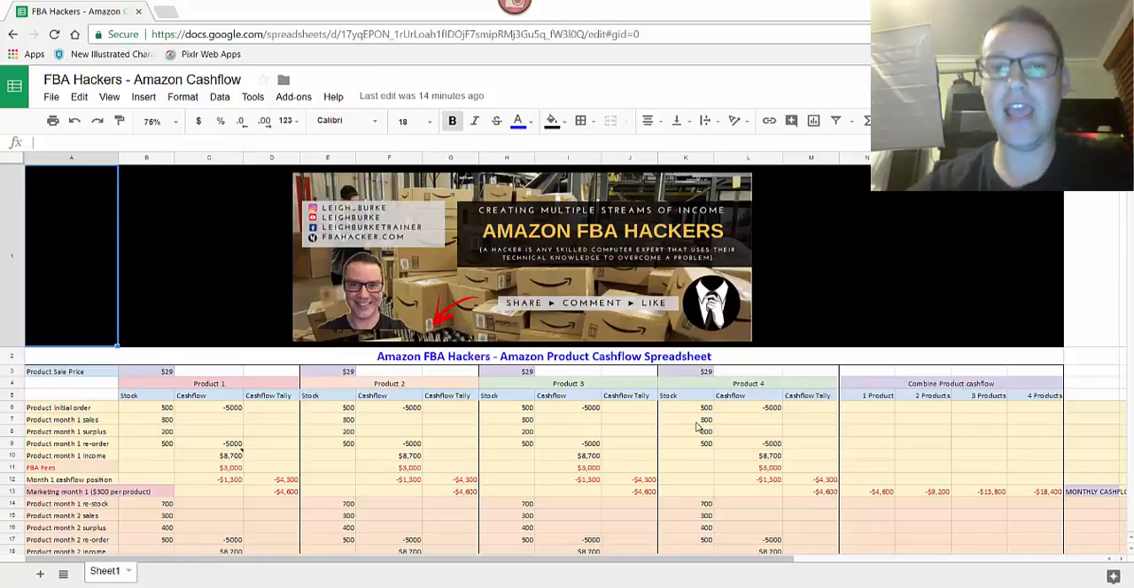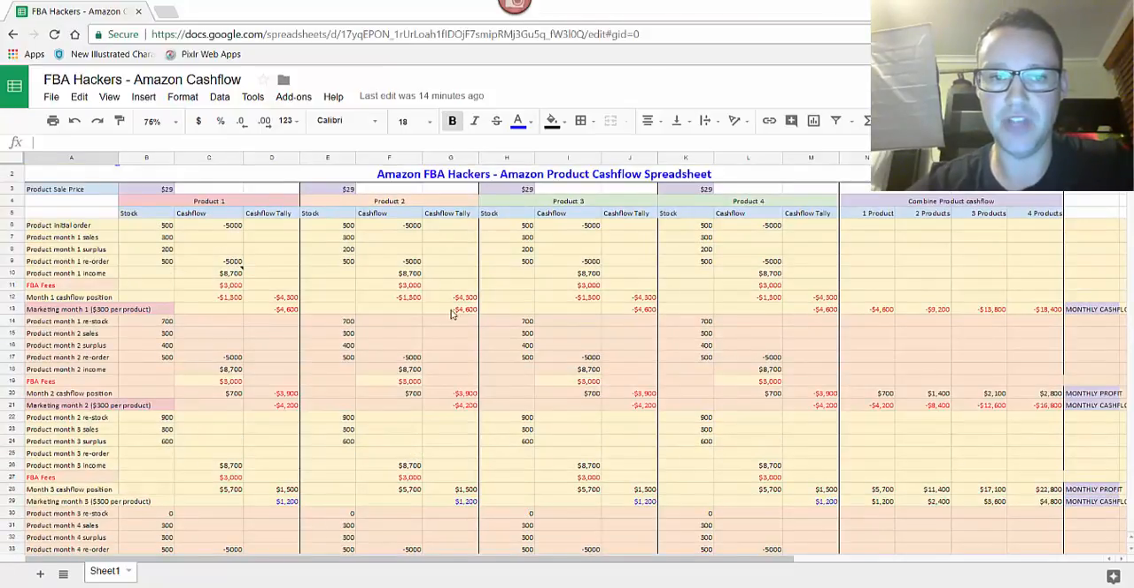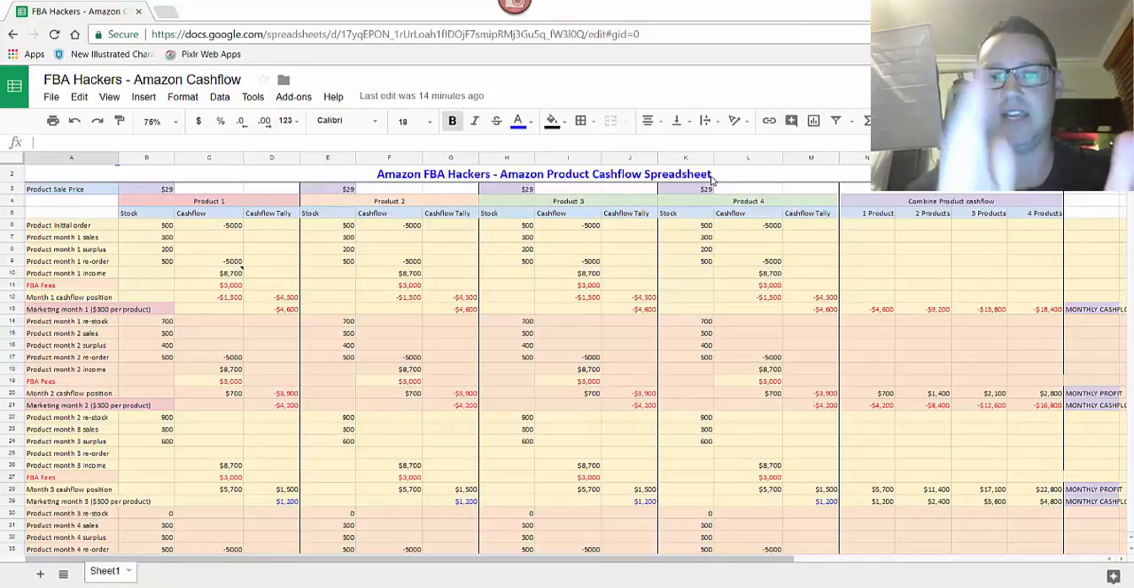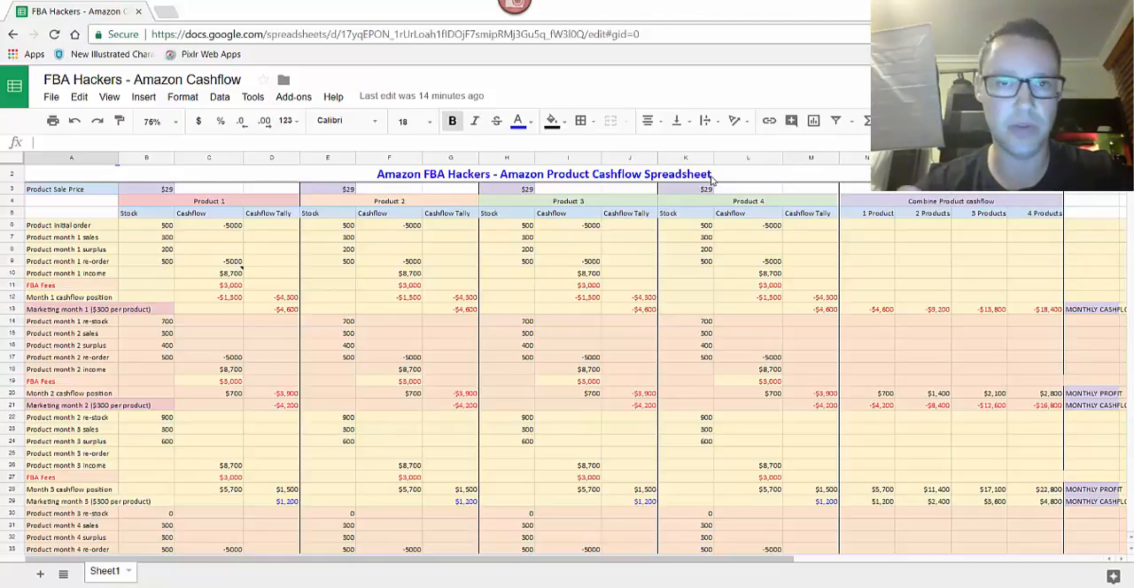So let's have a step through this spreadsheet. As you can see, this is called the Amazon FBA Hackers Amazon Product Cash Flow Spreadsheet. I designed this, and basically I used it for myself when I was going into my second and third and subsequent products. And you can even use this just for your first product. What it will allow you to do is have a look at the impact of adding additional products to your suite of products within Amazon FBA and how that will impact your cash flow.